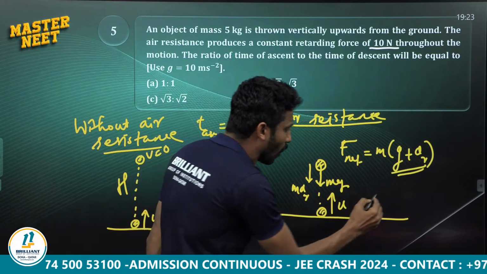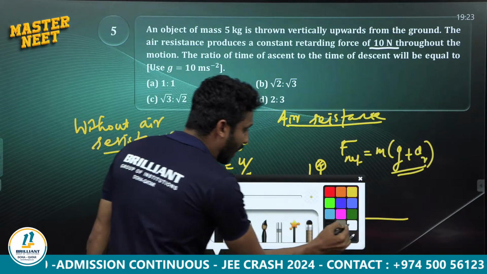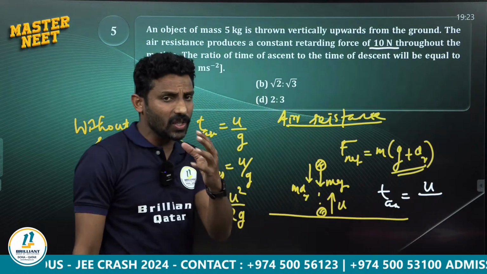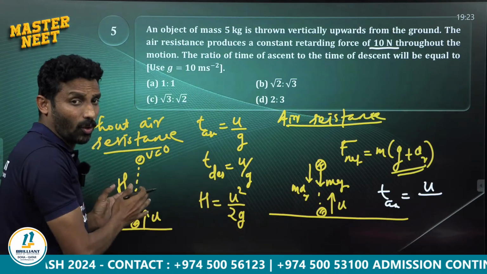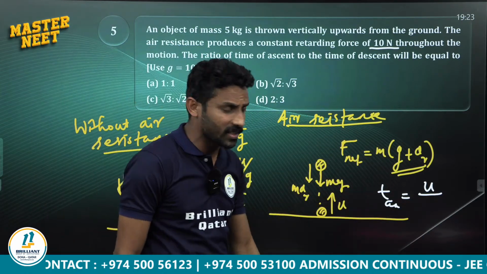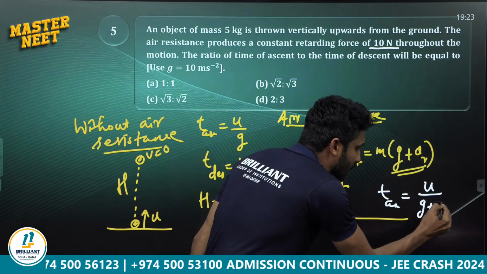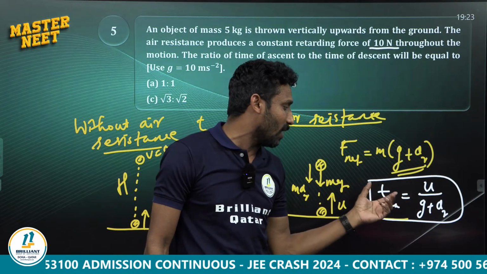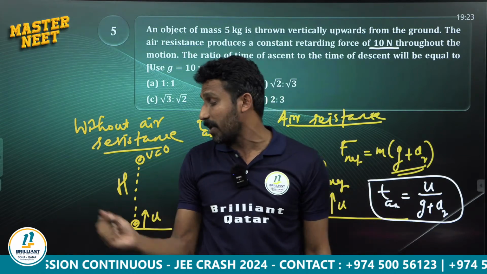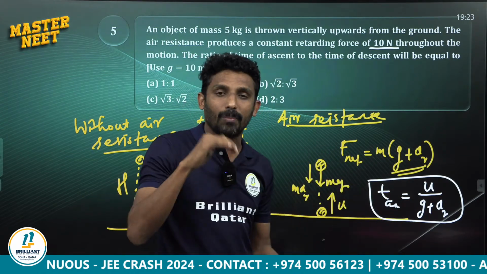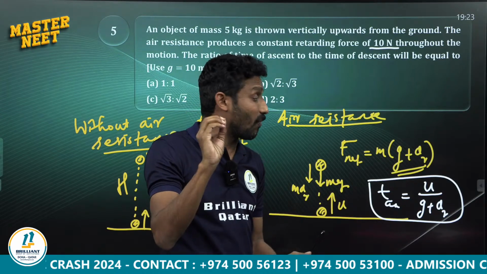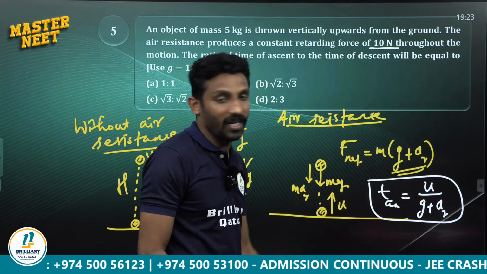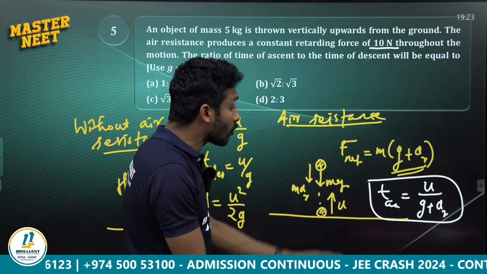Understood? In this case, what is the time of ascent? The time of ascent is equal to u divided by the net retardation. Earlier it was just g only, but here g plus ar is the retardation. So u divided by g plus ar is the new time of ascent. It's very clear that the time of ascent is decreased compared to the previous case, which means the ball or the object will come to a stop at a faster rate, within a short time interval. Okay, this is the situation for time of ascent.